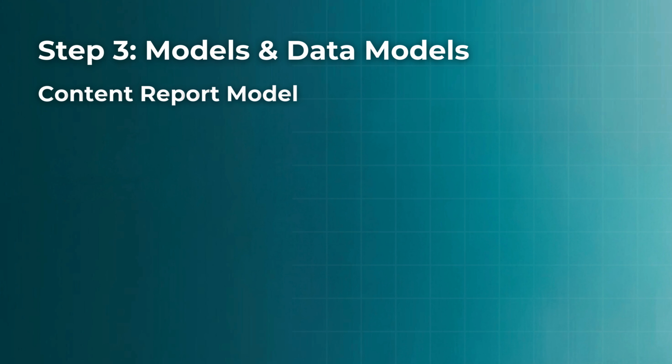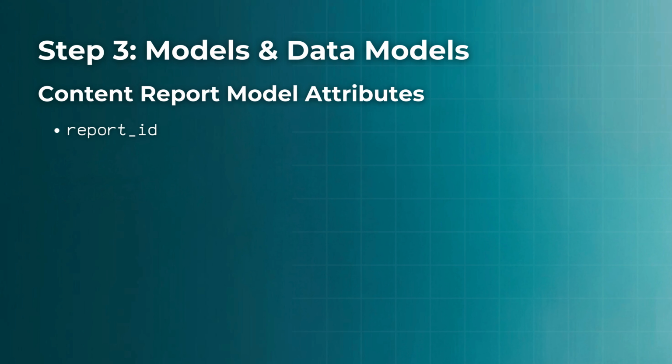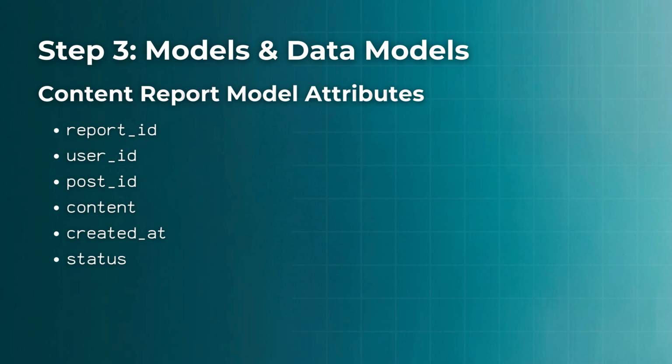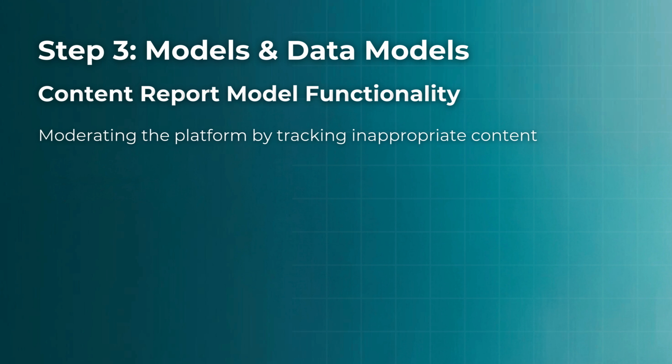Next, the content report model. This model allows users to report inappropriate content, helping maintain a safe environment. The main attributes for this model are a unique ID for the report, the user who made the report, the post that was reported, a description of the report, when the report was created, and whether the report is pending or resolved. The functionality of this model is that it helps in moderating the platform by tracking inappropriate content.